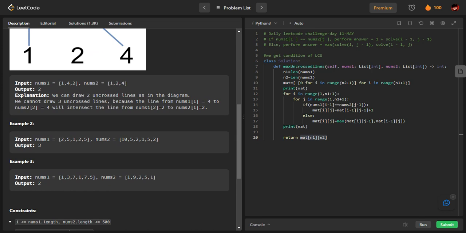We can see 5 is there in both of them, so 5 will be included. We can see 2 is also present in both of them, so 2 will be included, and we can see 5 is present again. So 5, 2, and 5 is one of the subsequences. Similarly, you can find other subsequences, but we cannot find anything greater than length 3. That is the answer.